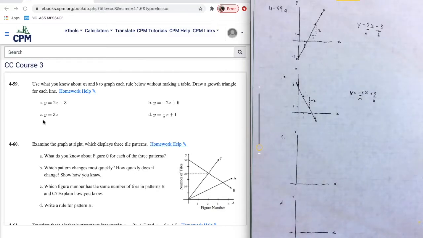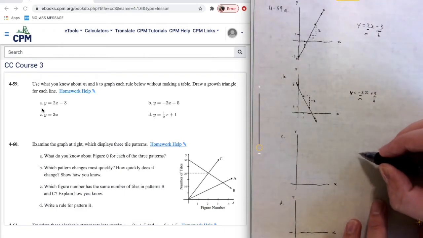Problem 4-59, we're going to be starting with part C. So we want to graph this rule that we're given on xy axis without using a table. And to do that, we're going to use what we know about M and B. So let's start with writing down the rule.